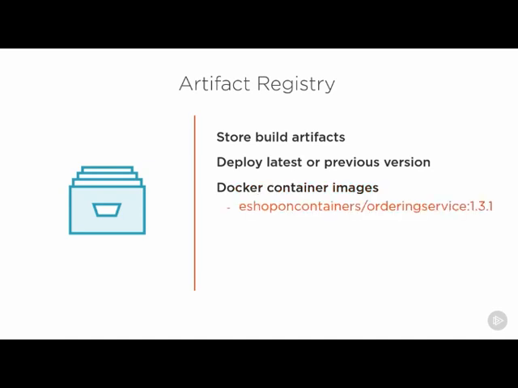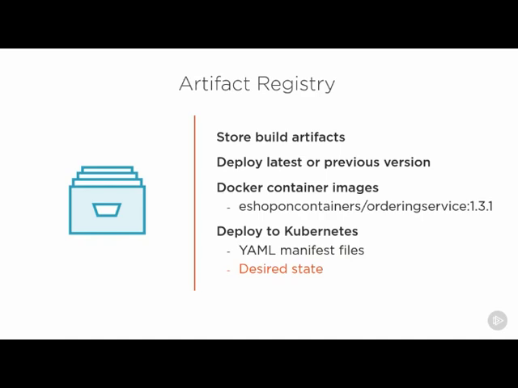Here's an example of what name and tag we might give to version 1.3.1 of the ordering service in our e-commerce example. Because the eShop on Containers application is using containers as a delivery mechanism, it's ideal for deploying to a container orchestrator such as Kubernetes. If you have a Kubernetes cluster, then you can define all the microservices in your application with some YAML manifest files. Kubernetes actually operates using a desired state strategy.